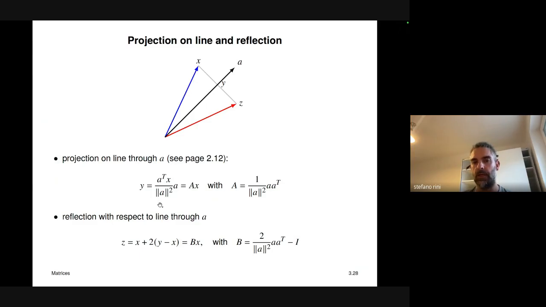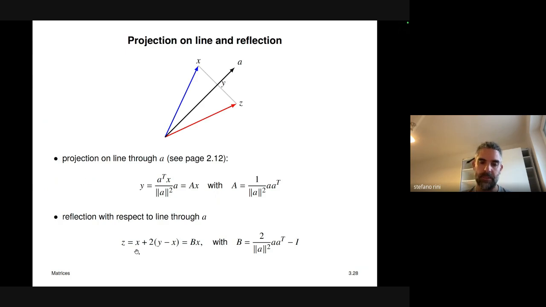The equation of y is a transpose x divided by the norm of a, multiplied by a. So if you write this as Ax, then the matrix A will be a times a transpose divided by the norm of a. And then you have that z is the reflection of x around the direction a.